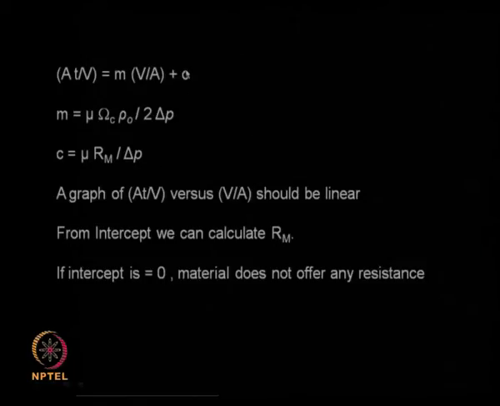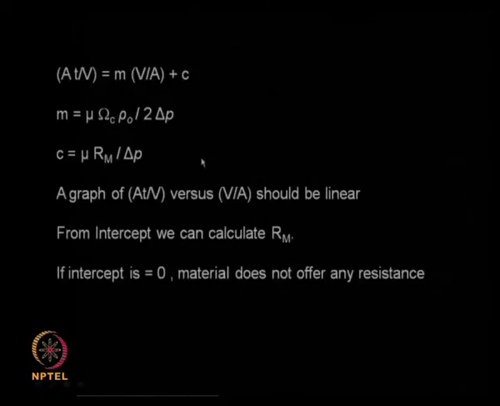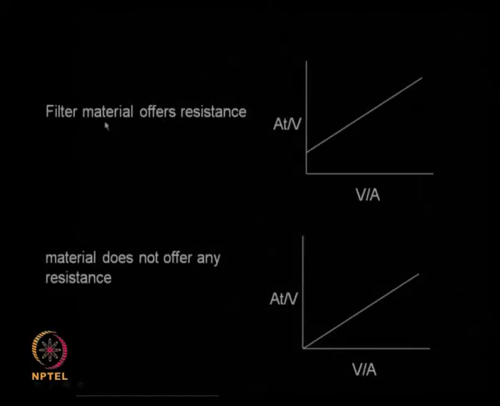If the intercept is 0, that means this term is totally gone, that means your Rm, the resistance offered by the medium or the cloth, is 0. But if you have an intercept, that means the resistance offered by the cloth is not equal to 0. So I just plot AT by V as a function of V by A in a graph sheet. If the cloth offers some resistance, I will get some intercept. If it does not offer any resistance, I will not get any intercept. So I will immediately know whether the filter cloth I use is offering considerable resistance or not.